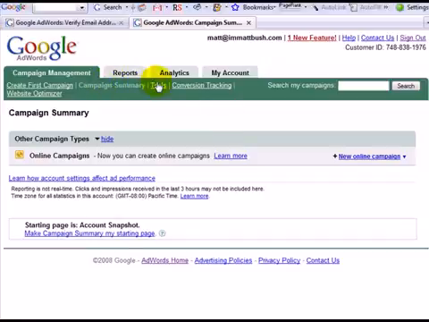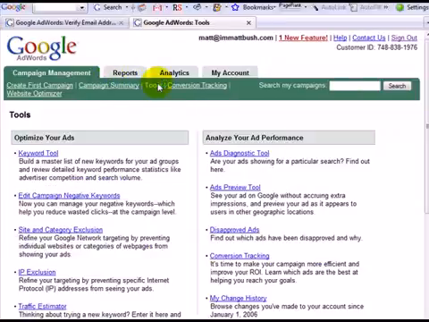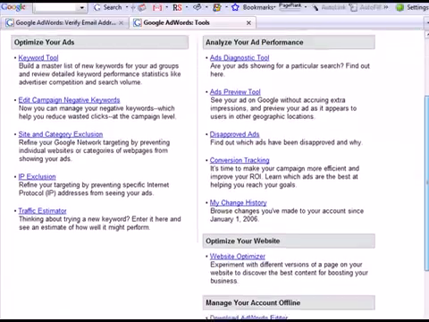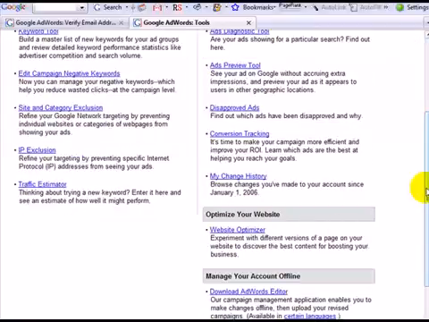We also have tools here that we can use. Keyword tool that we're going to talk about, how to add negative keywords, IP exclusion, all kinds of different things. Traffic estimator to see how much traffic a keyword is going to get. Also, some things we're going to be talking about the importance of your ad and the ad performance, and just kind of how they determine that, and that's going to help with that as well. Even some help with optimizing a website.